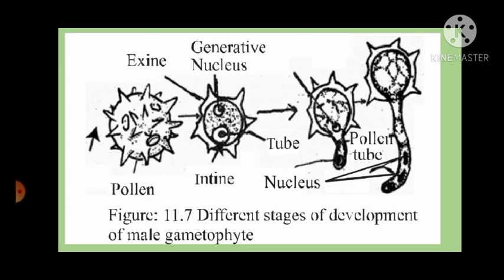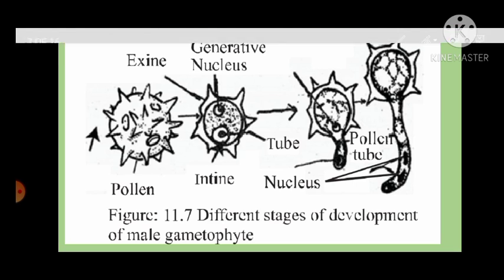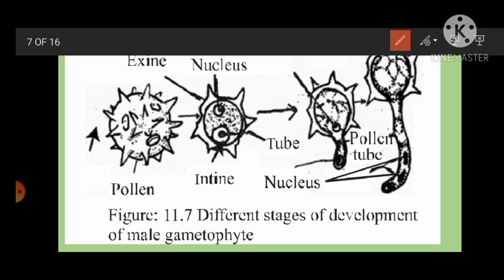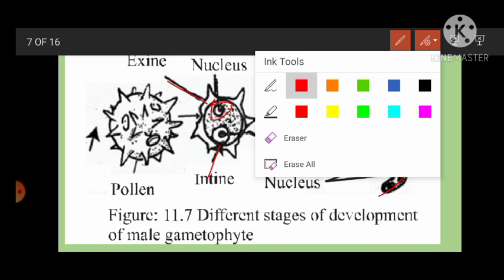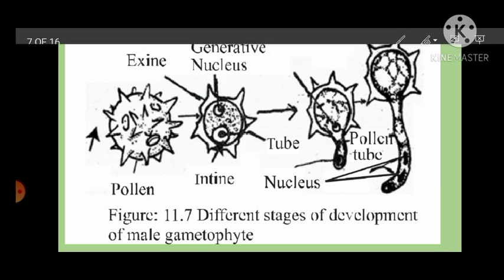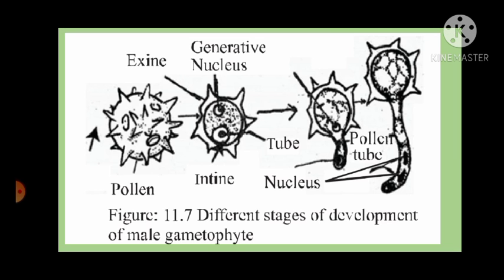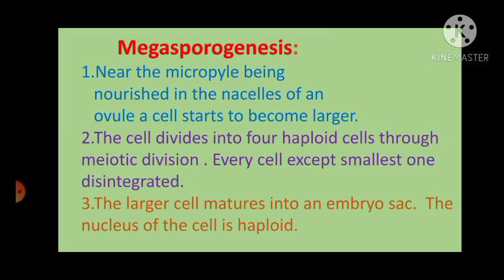There is a picture of development of male gametophyte. This first one is pollen, and after that we can see this intine, exine, and this is nucleus. Okay, this is tube cell and pollen tube. Okay, and this is the process of development of male gametophyte.